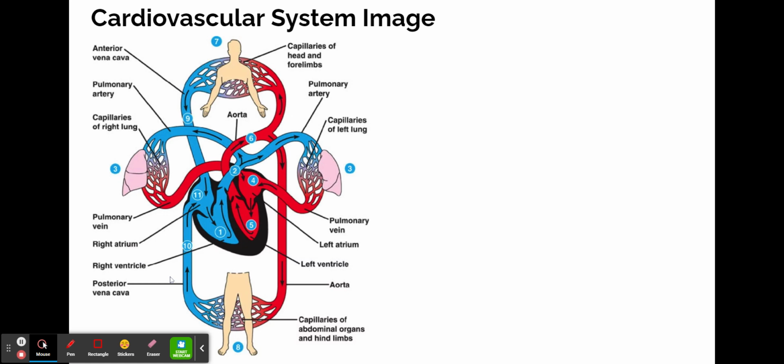Blood vessels are the channels through which blood flows. Arteries carry oxygenated blood away from the heart, whereas veins carry deoxygenated blood back into the heart.